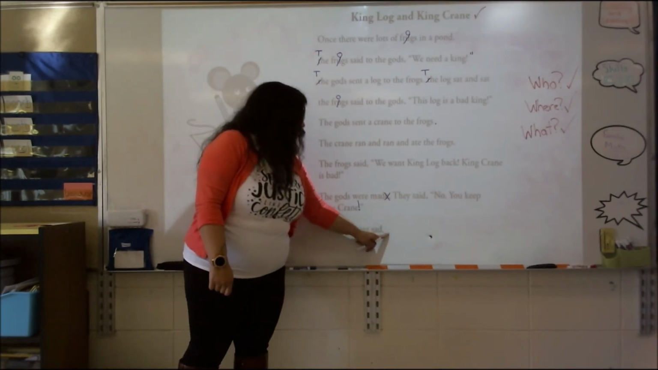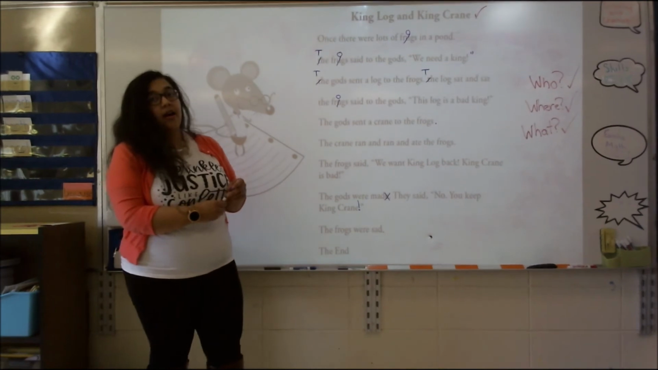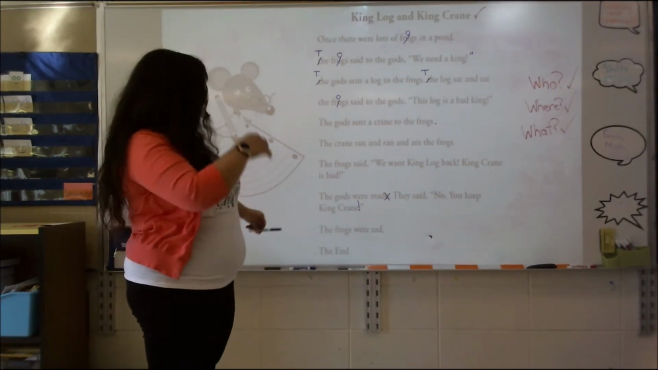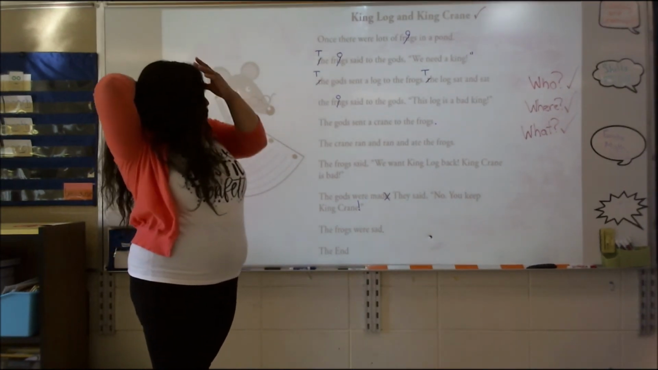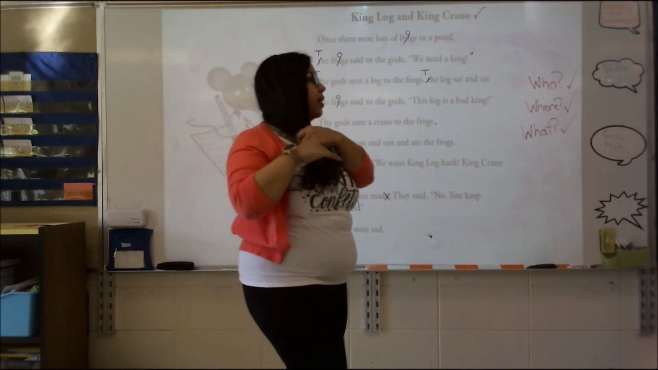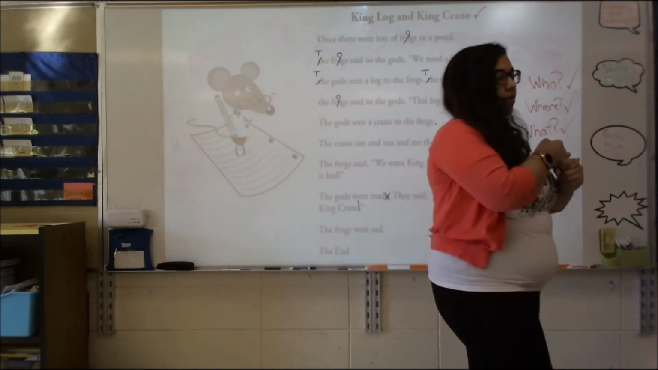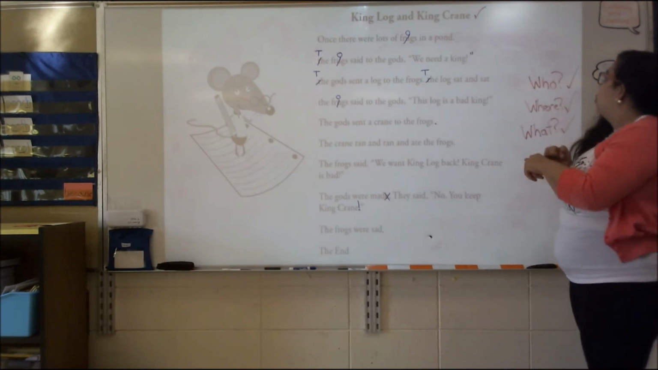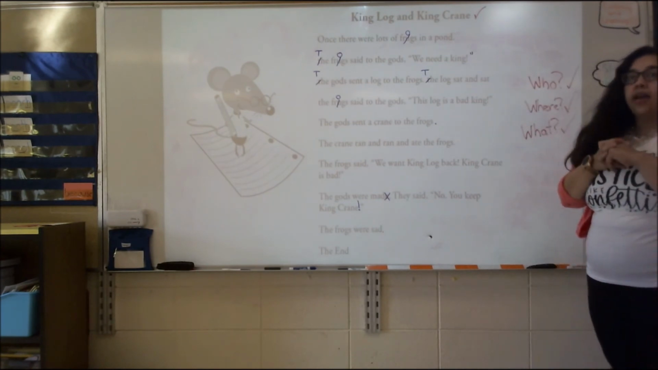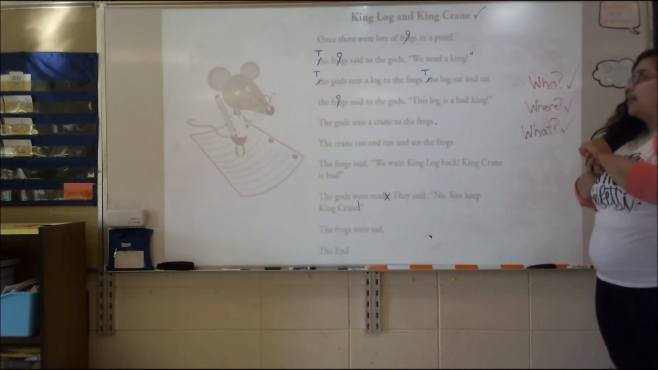Period. That's the end of the story. The end. All right, so yes, this is what it looks like to edit your draft. It's when you go through and check and make sure that you hit all the things. Do you have a title? Yes. Do you have a who? Yes. Do you have a where? Yes. Do you have a what?